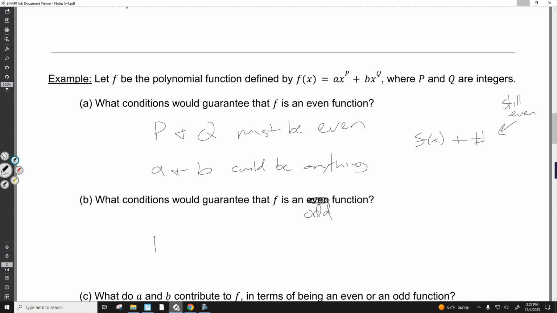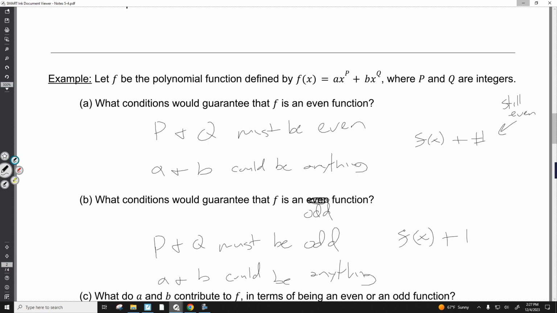So if you're an odd function, P and Q must be odd, and this is polynomials. It's not just in general functions. These are polynomial functions. P and Q must be odd. A and B could be anything. No, we'll talk about polynomials as always having positive degrees. But no. Things change once you go to rational world. Cool?